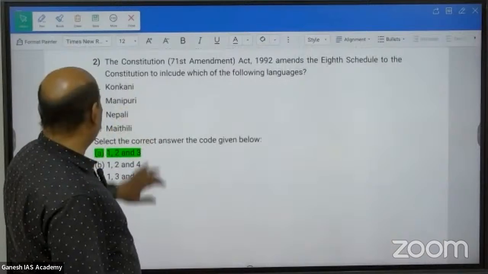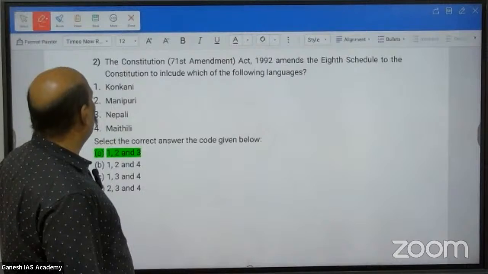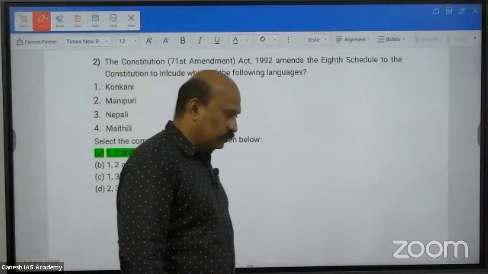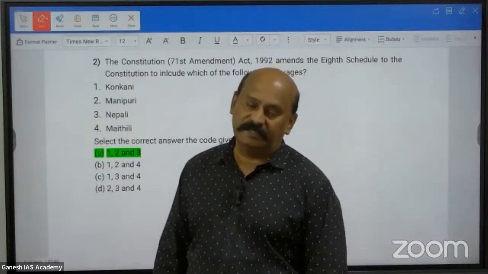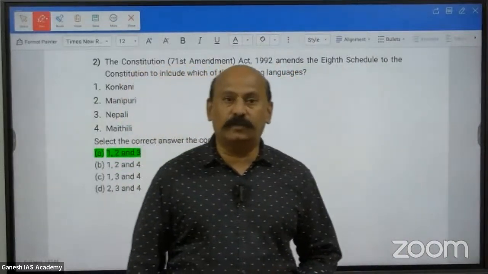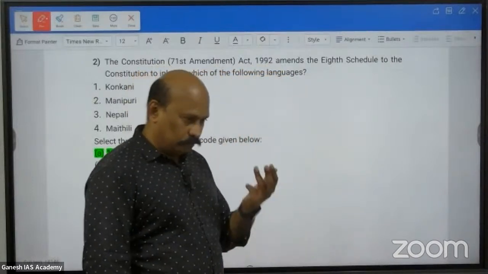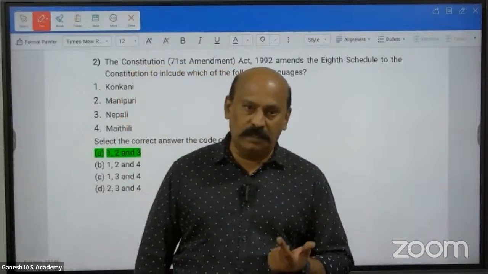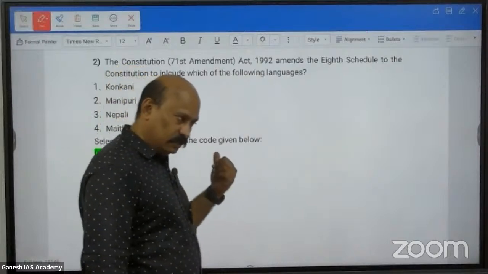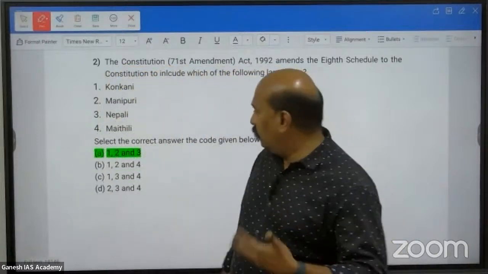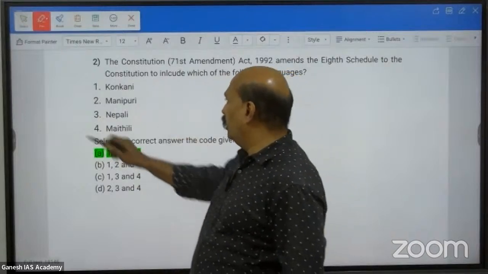So the Constitution 71st Amendment Act 1992 amends the 8th Schedule to the Constitution to include which of the following languages? I was expecting this question to be asked in the year 2023 itself, last year itself, because 1992, 2002, 2012, 2022, it's about 30 years. And this year, Manipur has been in the news for several reasons. So they have asked it anyway.